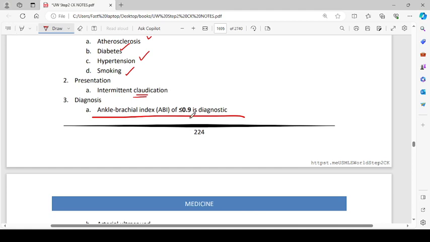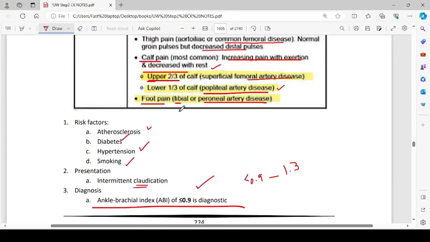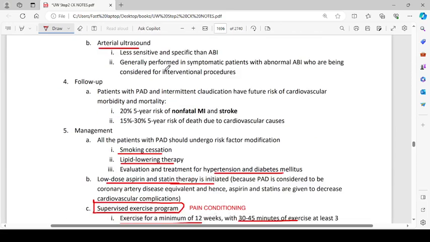Diagnosis is done with an ankle brachial index of less than 0.9 being diagnostic. 0.9 to 1.3 is the normal range. If it is less than 0.9, then we are having a diagnosis of peripheral artery disease. Then arterial ultrasound is less sensitive and specific than ankle brachial index, generally performed in symptomatic patients with abnormal ABI who are being considered for interventional procedures.